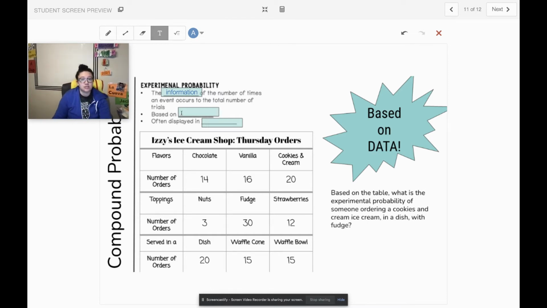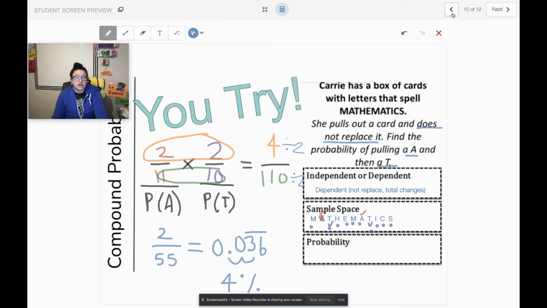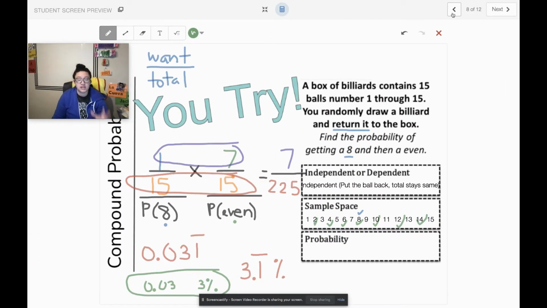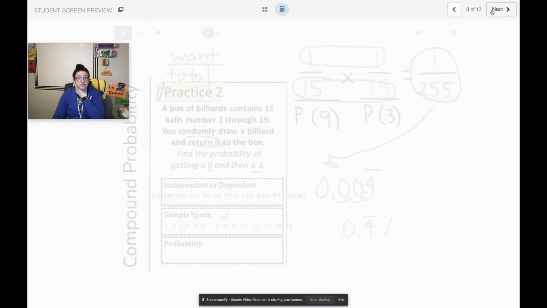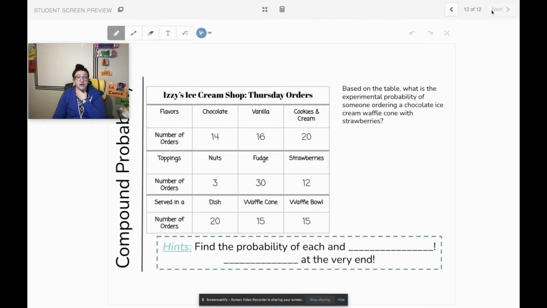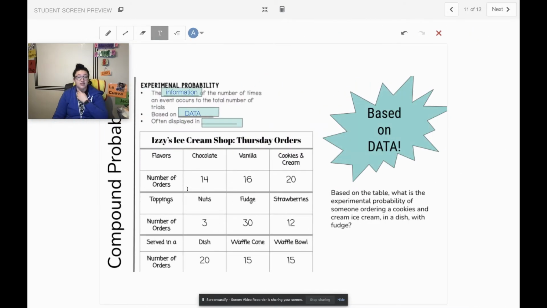This experimental probability is all based on data. Like it says there big off on the side. Before we didn't have any data. We just assumed that's how many times it would happen based off of how many letters there were, how many pool balls were in the box, the chances of rolling different numbers on a dice. Those were all theoretical, what we would expect.